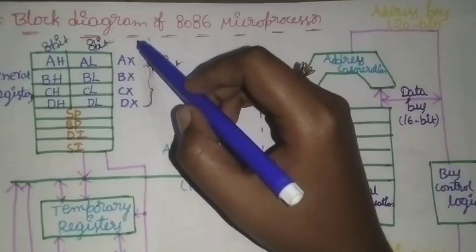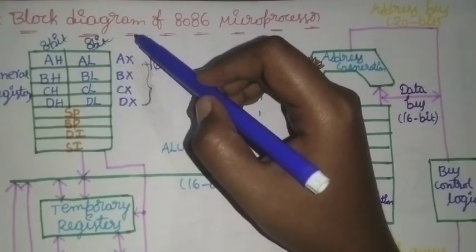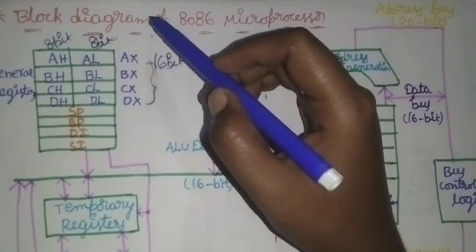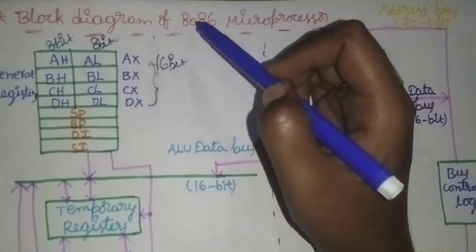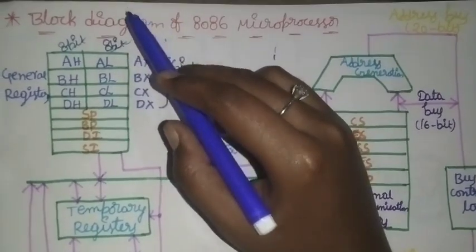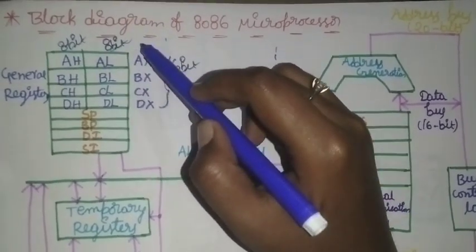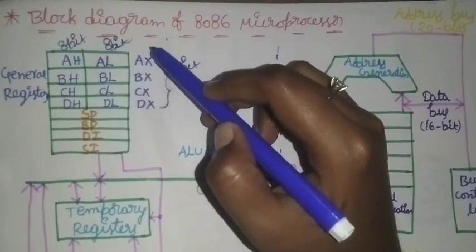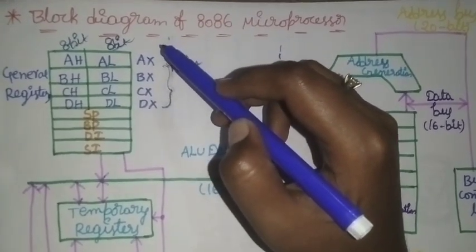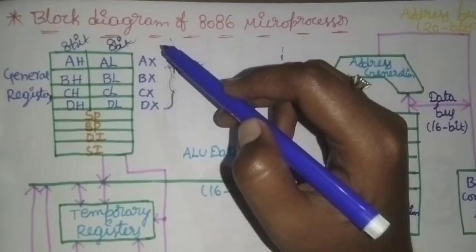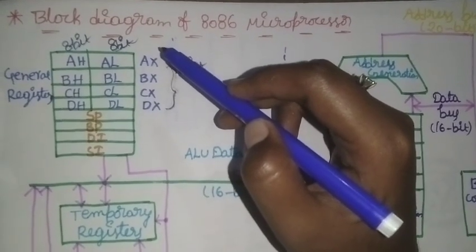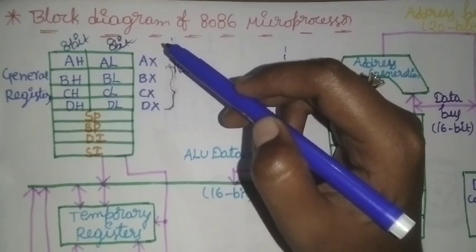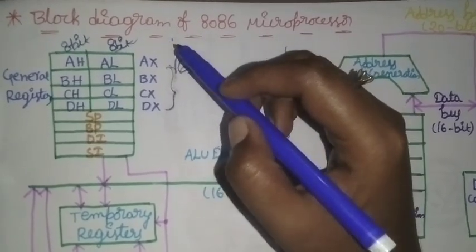Hi everyone. In this session we will see the block diagram of the 8086 microprocessor, or the architecture of the 8086 microprocessor. We will see a brief introduction of each individual part in the 8086 microprocessor. In the next lessons we will see each and every individual block with a clear explanation.